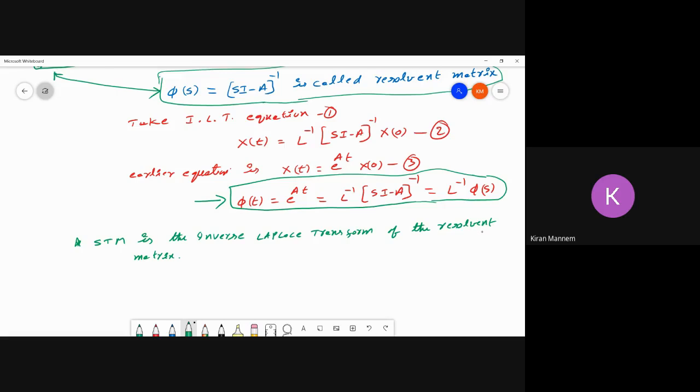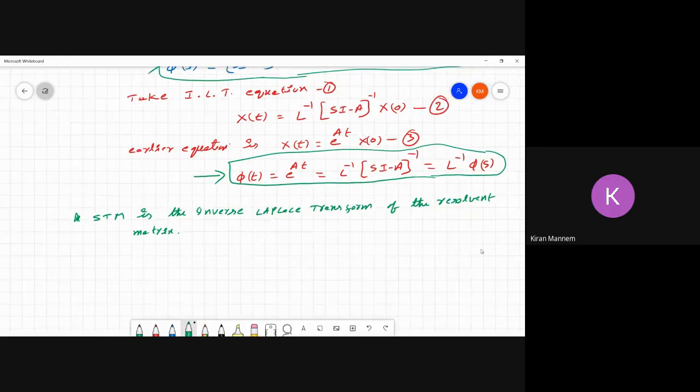So let us now consider the forcing function, that is the non-homogeneous equation, and we will find the solution for the non-homogeneous equation by the Laplace transformation method. Okay, so let us do that.